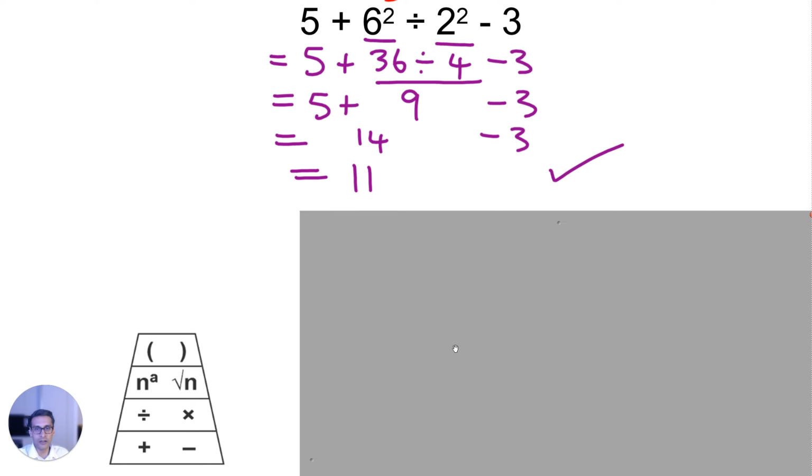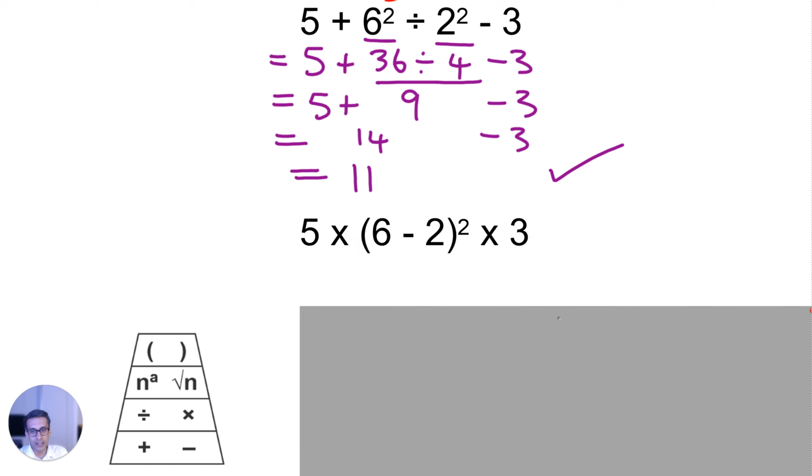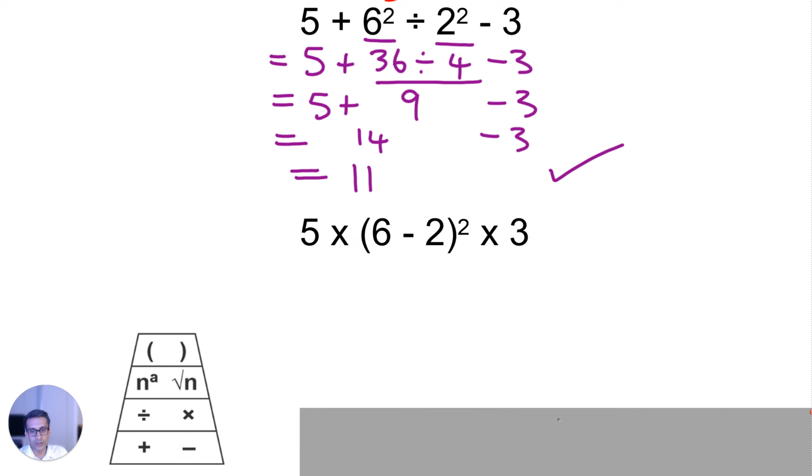I hope you got that correct. Please try the next example. This will be the second last example that we do.